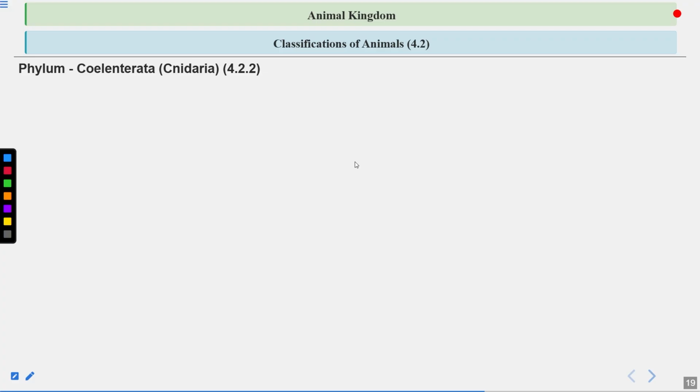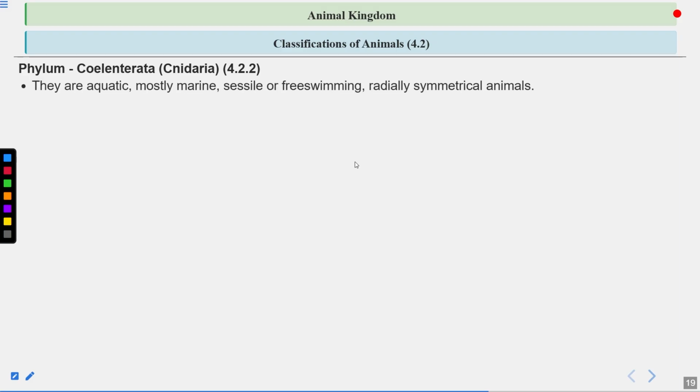Now we will talk about the next phylum, that is called coelenterates or Cnidaria. They are aquatic, mostly marine, sessile or free swimming, radially symmetrical animals. So they could be sessile. Sessile means they are attached to the substratum. They are attached to a particular substratum, or sometimes they are free living, free swimming. They can swim here and there in the water. What type of symmetry do they exhibit? Radial symmetry.